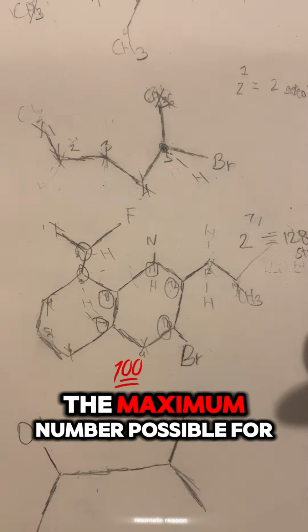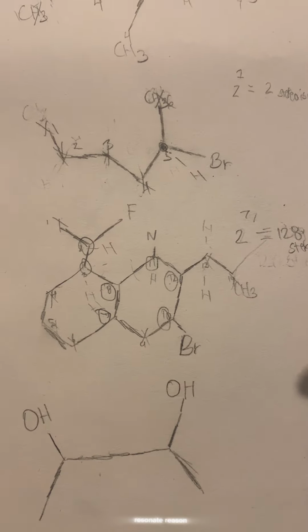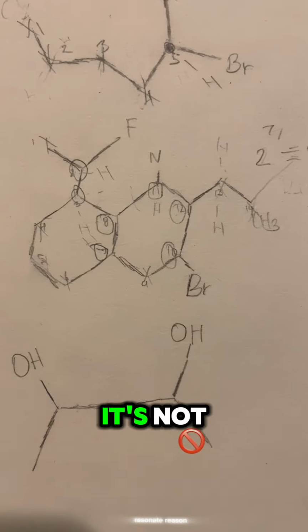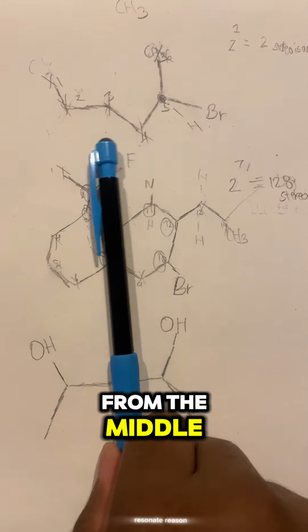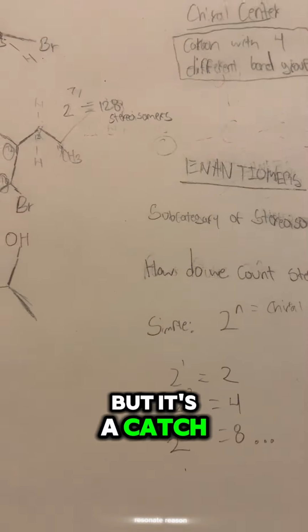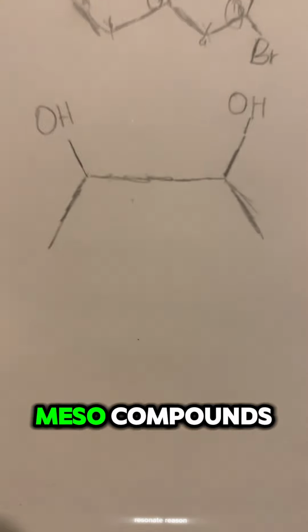...or stereoisomers is the maximum number possible for the molecule. All right, the power rule is especially convenient when you can look at a molecule and tell it's not symmetrical on both sides from the middle. But all that shows is the maximum number of stereoisomers. But there's a catch. And the twist is called meso compounds.